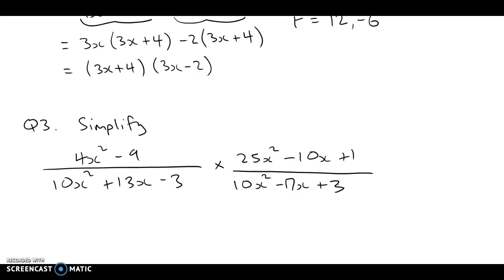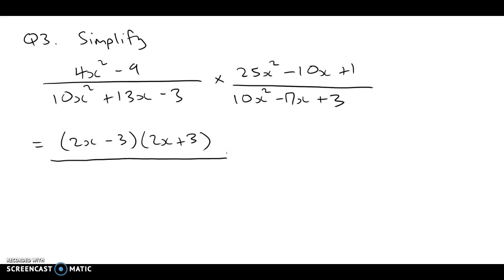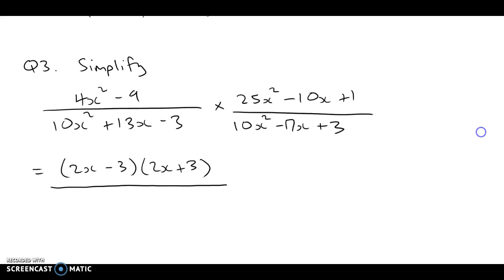Alrighty, now there's quite a lot going on in this question, and we're going to have to factorize every single numerator and every single denominator in this question to be able to start simplifying it. So let's have a look at the numerator on the left hand side. 4x squared minus 9 looks like a difference of 2 squares to me, which will become 2x minus 3, 2x plus 3.